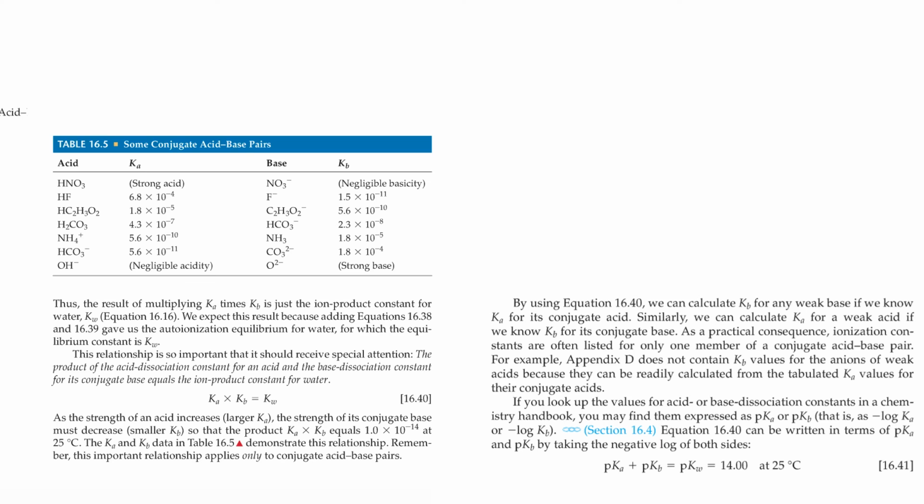If you look up the values of acid-base dissociation constants in a chemistry handbook, you will find them expressed as pK sub A or pK sub B, that is, as the negative log of K sub A or the negative log of K sub B. Equation 16.40 can be written in terms of pK sub A and pK sub B by taking the negative log of both sides.